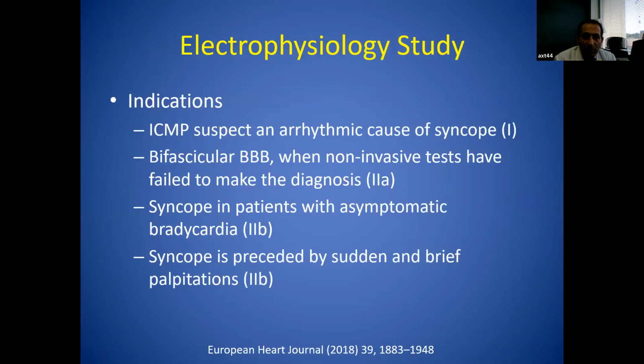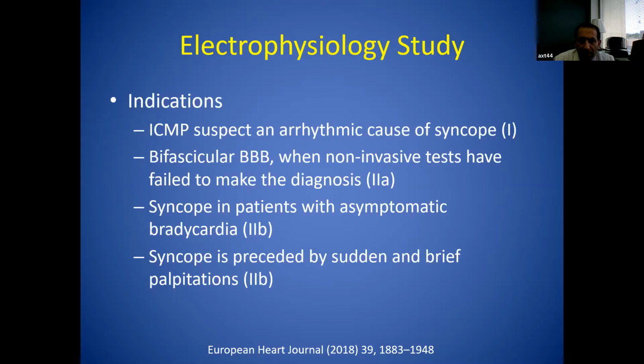So indications for EP study: if you have ischemic cardiomyopathy and you suspect an arrhythmic cause of syncope, just like I just said, a VTAC in a patient who has even a small area of scar and a preserved ejection fraction otherwise. Bifascicular bundle branch block when non-invasive tests have failed to make the diagnosis. So you give them an event monitor, they have left bundle branch block, you don't see anything during the event monitor, but the patient has passed out once or twice. You should do an EP study because there are clues during EP study that can tell you whether or not this patient is at risk for abrupt high-grade AV block.